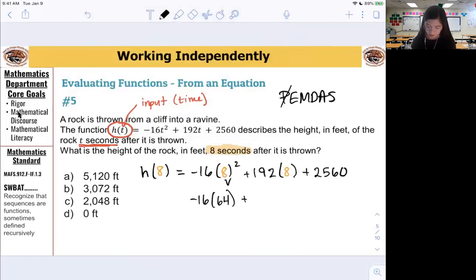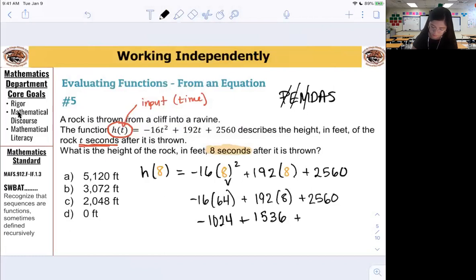Then I'm going to keep writing everything down just like I had it here. So I did my exponents. Now I get to multiply. So negative 16 times 64 gives me negative 1,024. 192 times 8 gives me 1,536. And then I've got my 2560 right there.